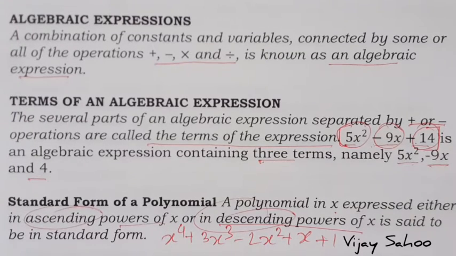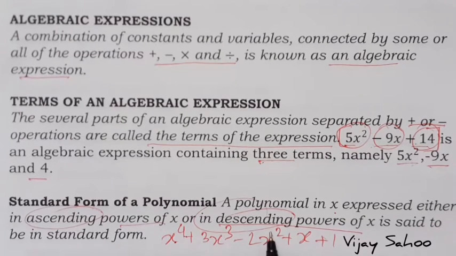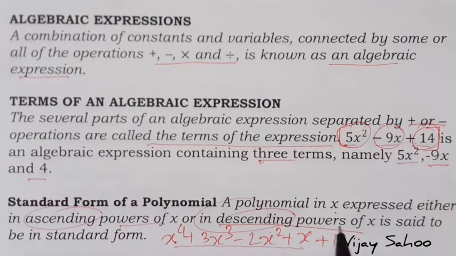Now you can see that here the power of the variable is decreasing: 4, 3, 2, 1, 0. I'm talking about powers. Either it will be increasing or it will be decreasing. In this case, you would see that the powers are decreasing. So if an equation is in this form, then it is considered a polynomial.